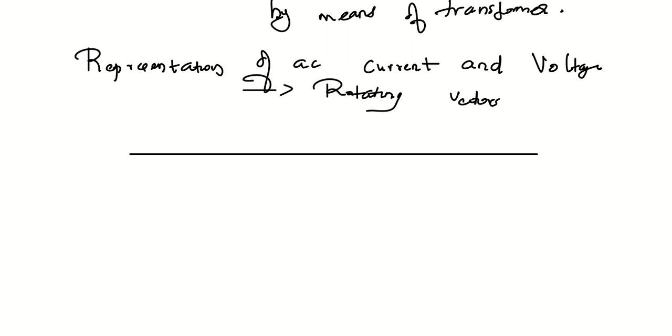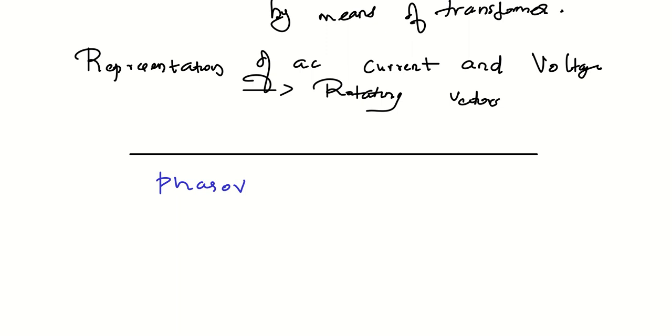In order to show the phase relationship between voltage and current in an AC circuit, we use the notion of phasors. So what is a phasor? It is a new word to you. A phasor is a vector which rotates about the origin in the anti-clockwise direction with angular speed omega.